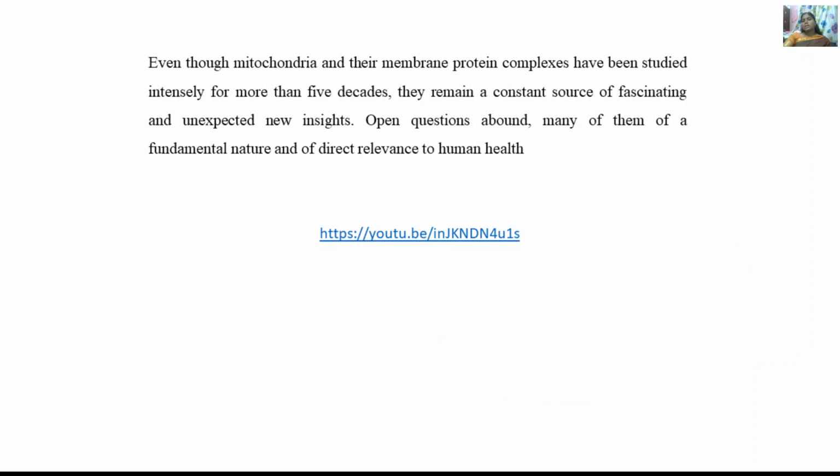So this is the overall function of mitochondria, the structure and functions of mitochondria. Even though mitochondria and their membrane protein complexes have been studied intensively for more than 5 decades, they remain a constant source of fascinating organelles and unexpected new insights. So it's an open question about many of them, of a fundamental nature and of direct relevance to human health.